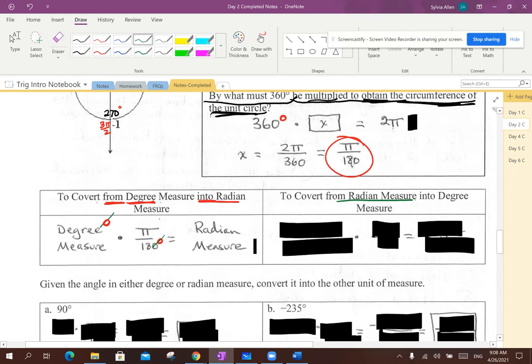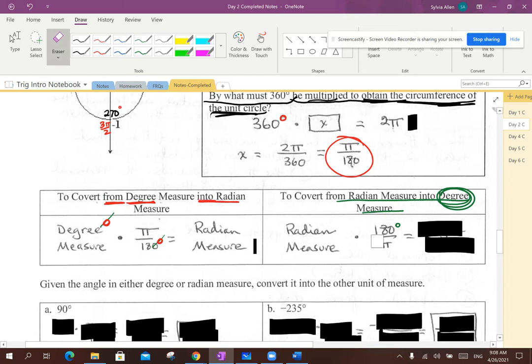So to convert from radian measure into degree, you're starting off with radians, right? You need to end in degrees. So your degree must be on top, and your pi most likely will end up canceling out. Not always, but it will mostly, and then that's going to give you degree measure. So if you want degree, your degree must be on top of the fraction. If you want radian measure, your pi must be on top. Your degrees have to be on the bottom so that they cancel.